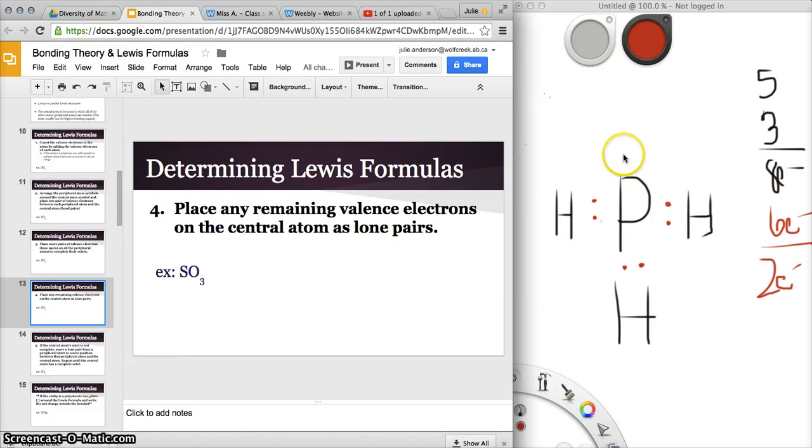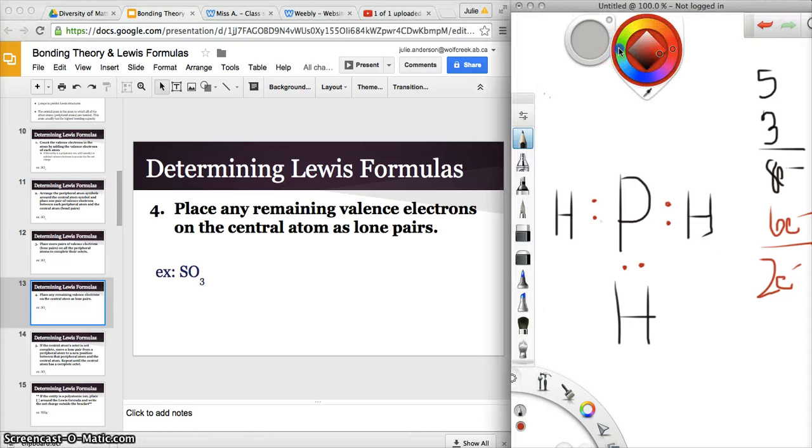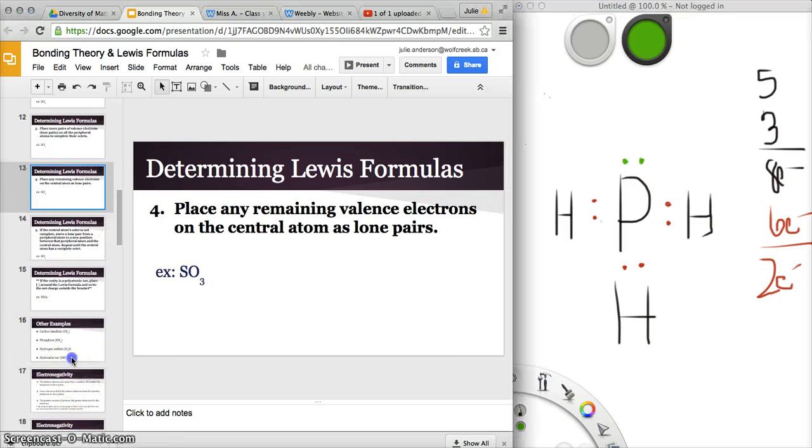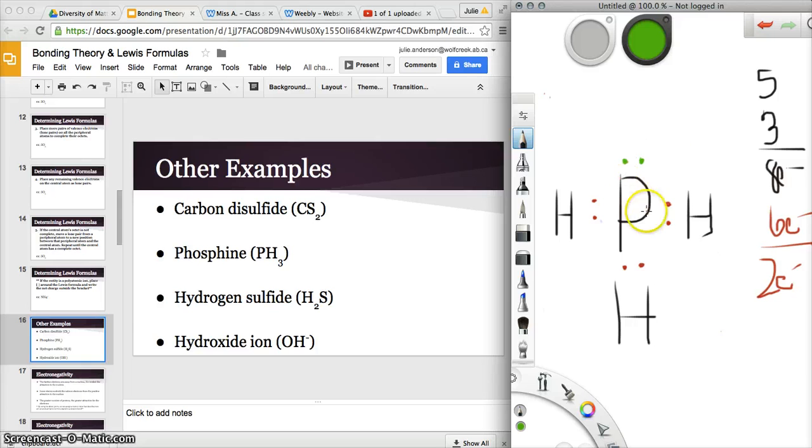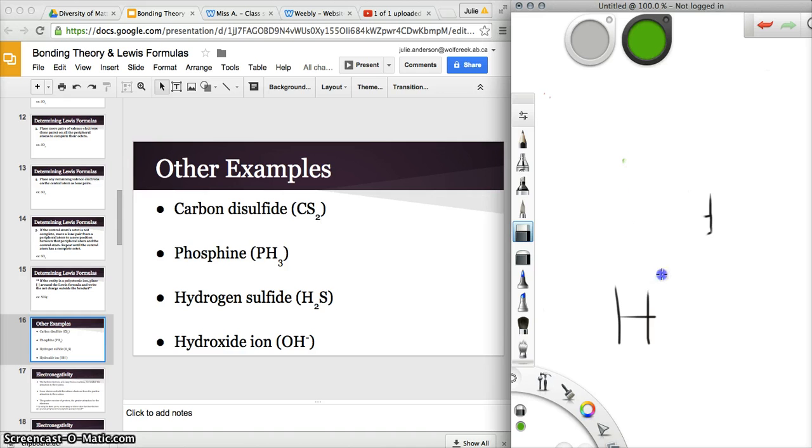Okay, so once I deal with that, any remaining valence electrons are dealt with by placing them as a lone pair around our central atom. So if I was to do that, I would simply have a single lone pair, as we see here in green, which accounts for our 2 extra electrons. All right, so this is what our phosphine molecule would look like as a Lewis diagram. So we'll take one more look at hydrogen sulfide. And I'm just going to quickly draw it for you.